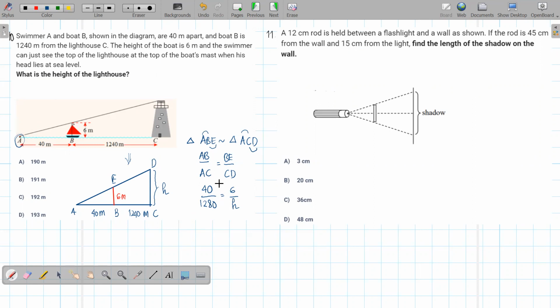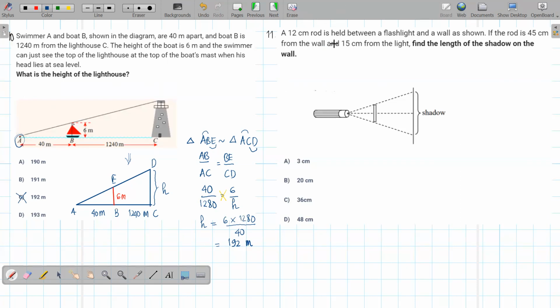Using cross multiplication, we get the height of the lighthouse is 6 times 1280 over 40. That will be 192 meters. So the correct answer is C. Now let's move on to the next problem.